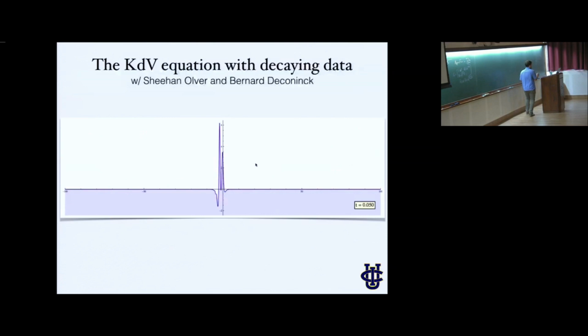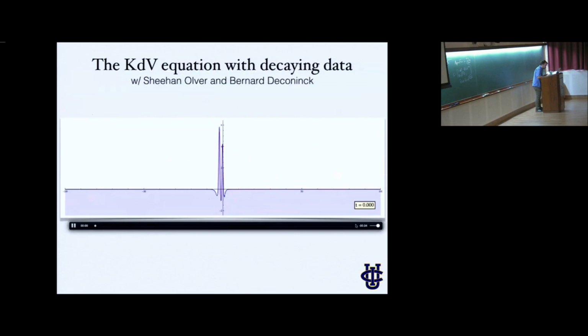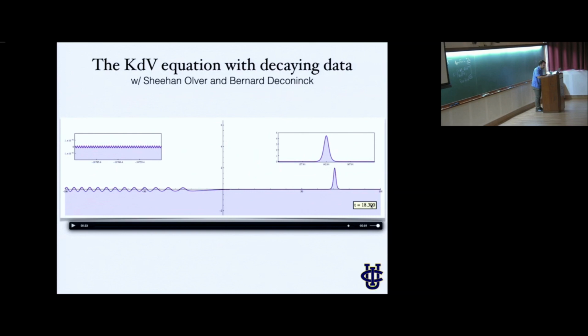Just to give you an idea, let me pause it first. So this is t is 18.3. That's out at x equals minus 10,000, and the amplitude is like 10 to the minus 5. So there are non-trivial waves out at x equals minus 10,000. And so if you had a periodic window you were trying to use, these would have already wrapped in a long time ago.